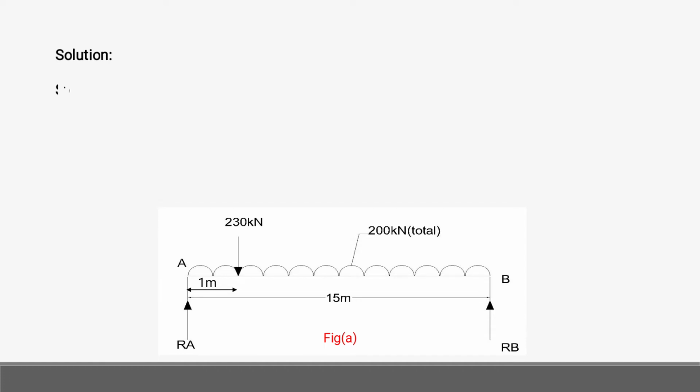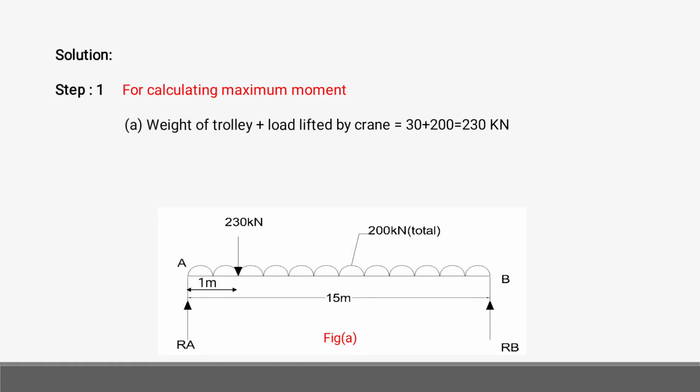Step number 1. For calculating maximum moment, the self weight of the trolley plus the load lifted by the crane is equal to, we know the weight of trolley is given in our question, and the load lifted by the crane is also given in our question as 200. So 200 plus 30 is equal to 230. See the diagram, we have marked the loads. Then self weight of the crane girder is equal to 200 kilonewton. That is also marked in our diagram.